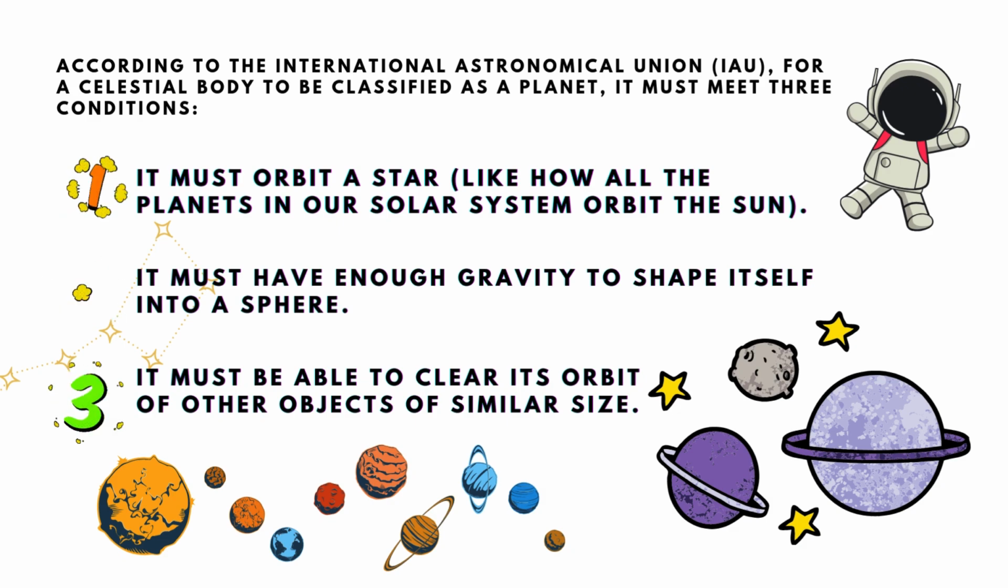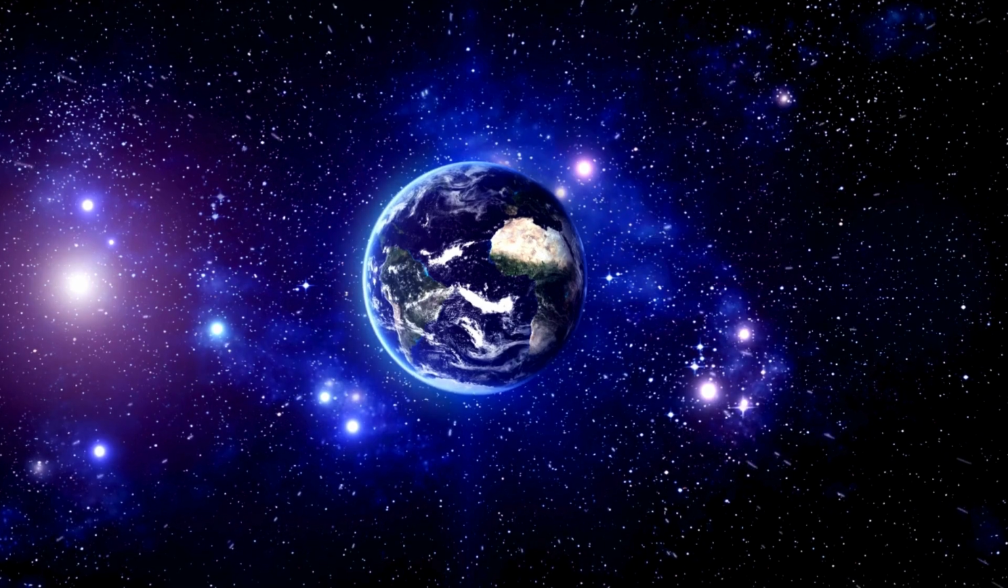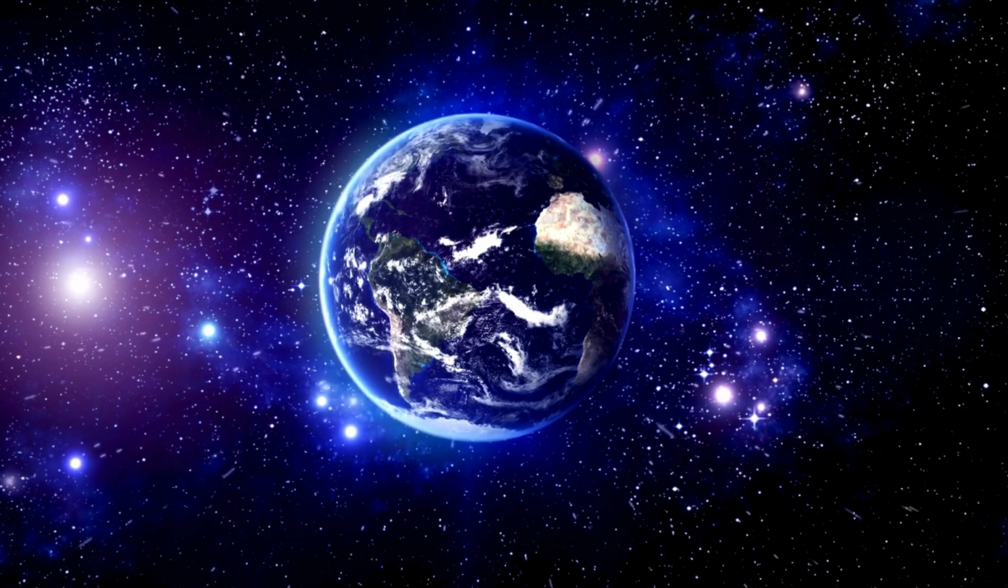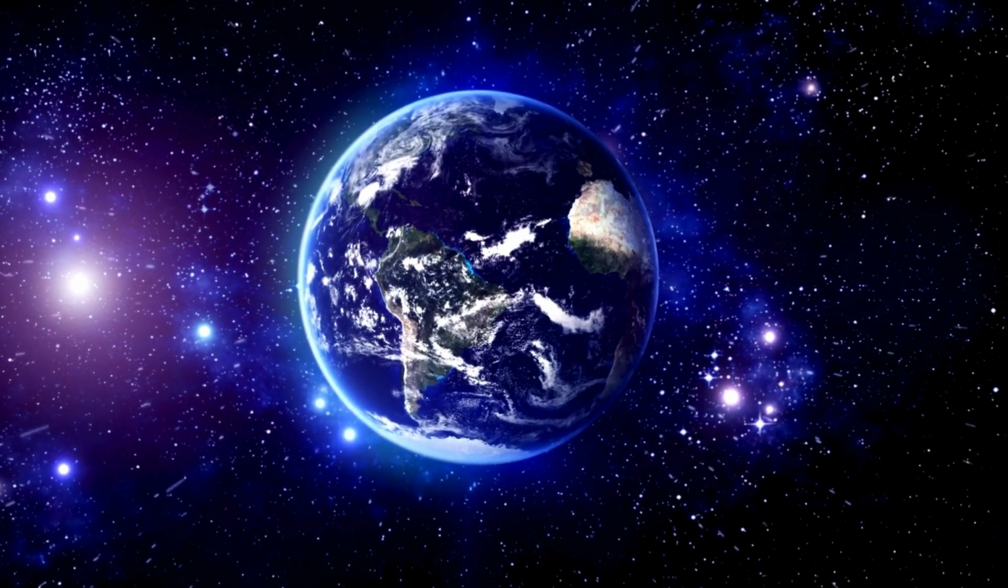Indeed, according to the International Astronomical Union, for a celestial body to be classified as a planet, it must meet 3 conditions. 1. It must orbit a star, like how all the planets in our solar system orbit the Sun. 2. It must have enough gravity to shape itself into a sphere. 3. It must be able to clear its orbit of other objects of similar size. Excellent ideas, right? Planets are truly mysterious and fascinating to study.